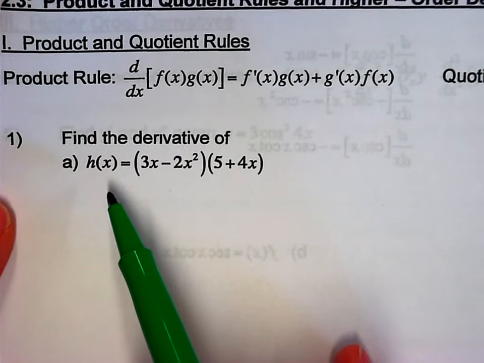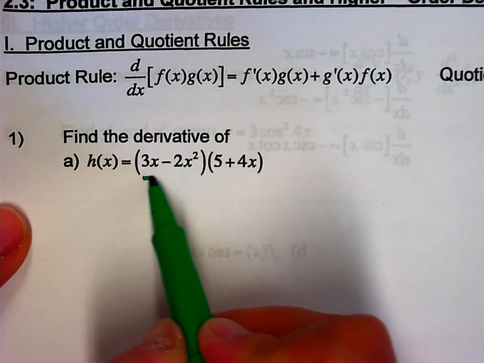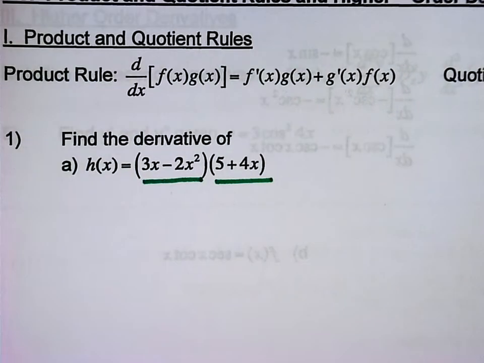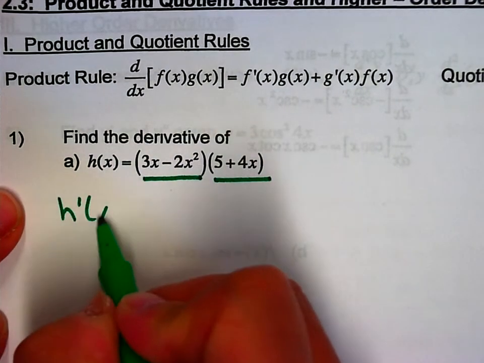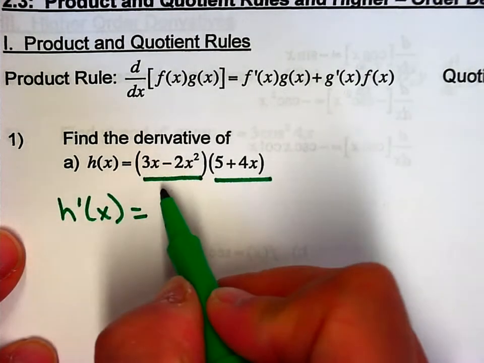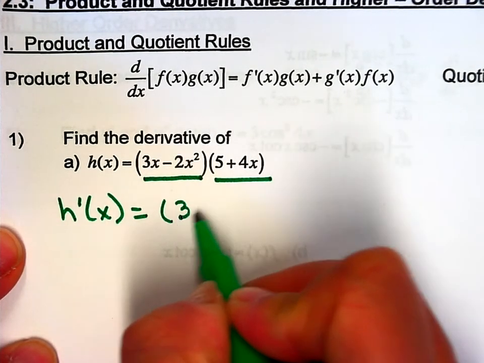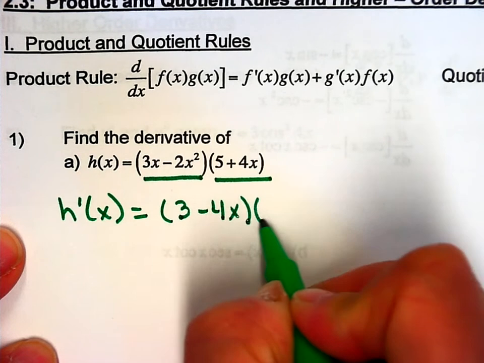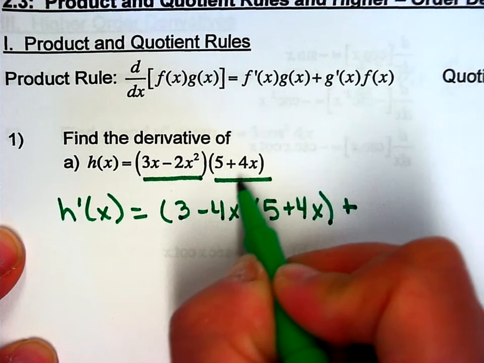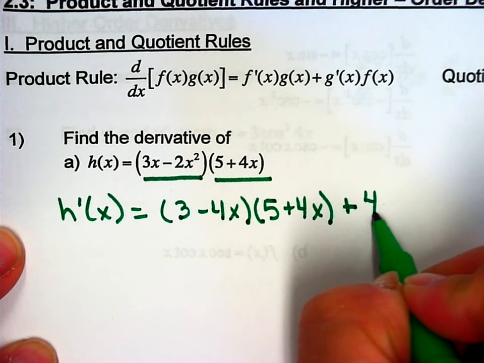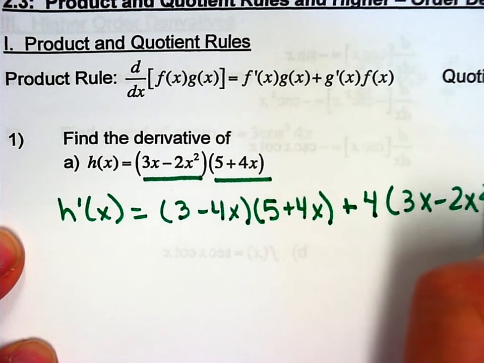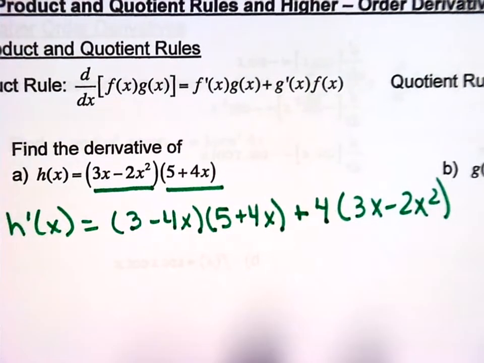So our first example has h of x is defined as this function times this. So think of this as your f of x, this is your g of x. So applying the rule, my derivative of h, so h prime of x, is going to be the derivative of the first function, which is 3 minus 4x, times the first, 5 plus 4x, plus the derivative of the second, which is just 4, times the first function, which is 3x minus 2x squared. Okay, so this is the derivative right here.